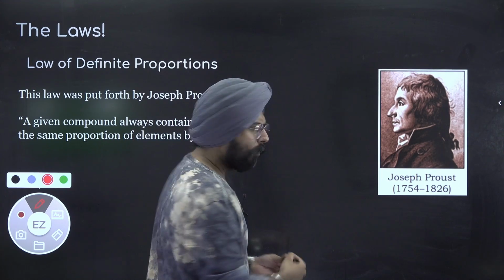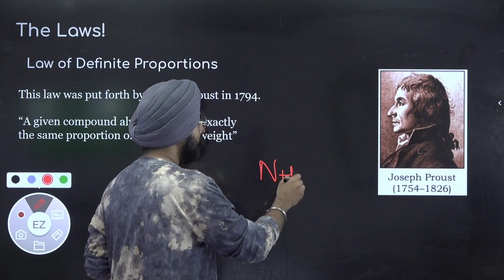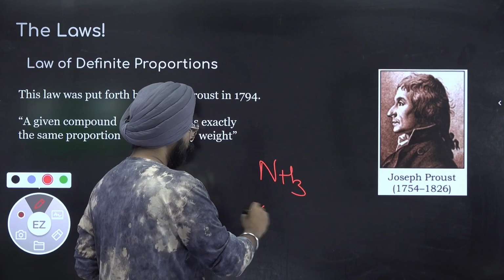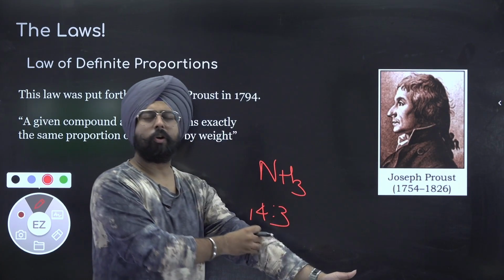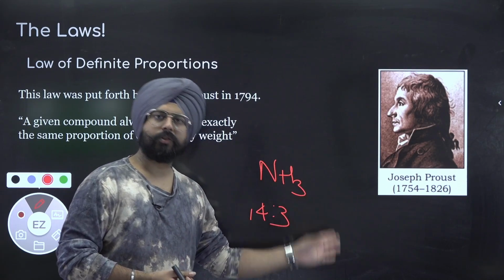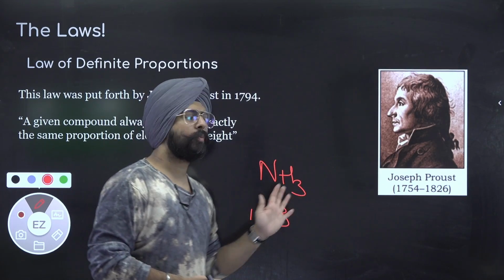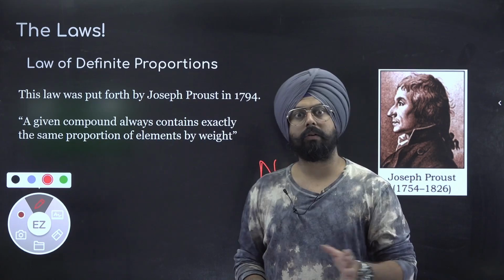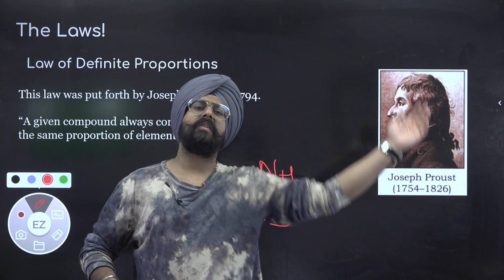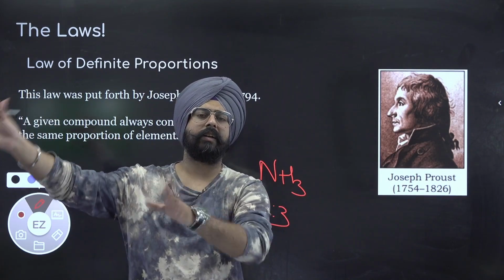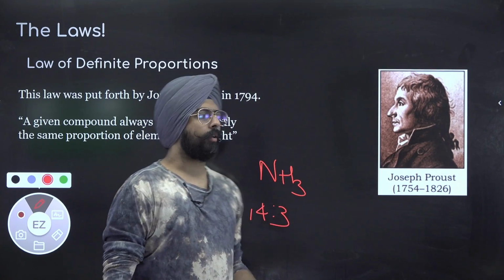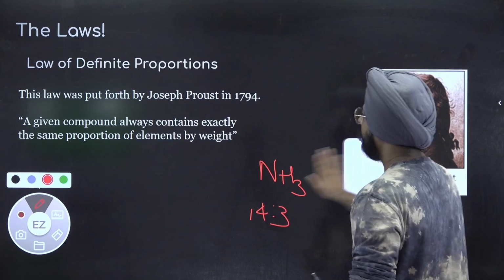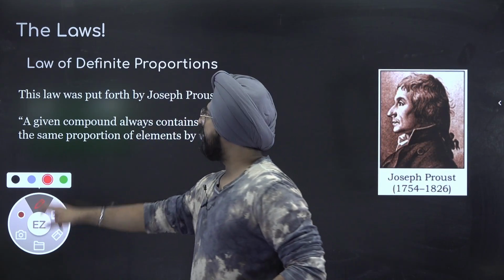So you can take any compound. For example, you take ammonia, NH3. What's the ratio of mass over here? 14:3. Okay. So no matter where you take your ammonia from, the ratio of mass of nitrogen to hydrogen will always be 14:3. You take ammonia from anywhere in the world. You generate it in the laboratory, you find it in the natural source, whatever. 14:3. Okay, so that's the idea behind law of definite proportions.